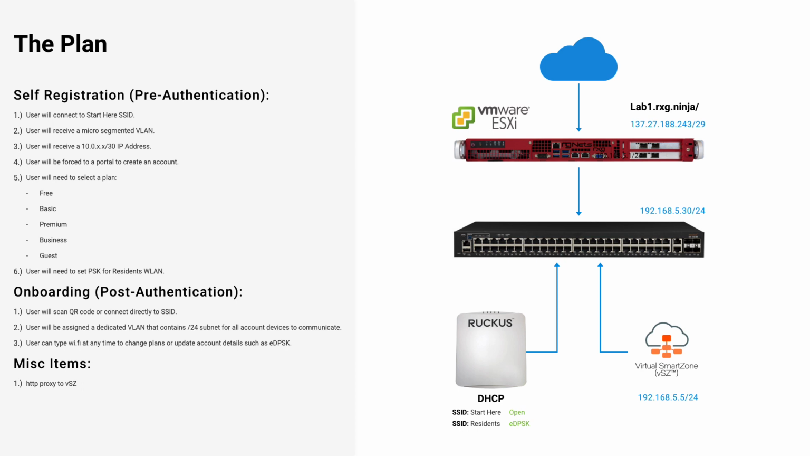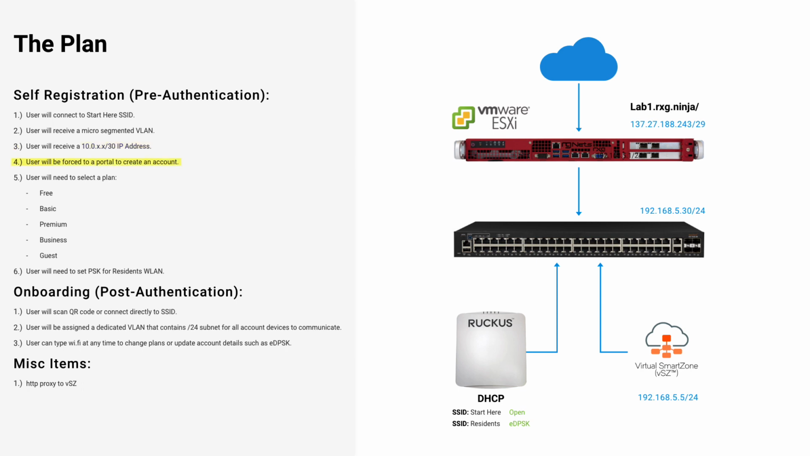So at the end of the day, what we're going to have is the ability for an end user to associate to the start here SSID. When they associate, that'll send a radius request from the smart zone to the rXg. The rXg will respond with the VLAN. That client will get placed in that VLAN, and then the client makes a DHCP request. The DHCP request goes to the rXg, and the rXg responds with an IP address.